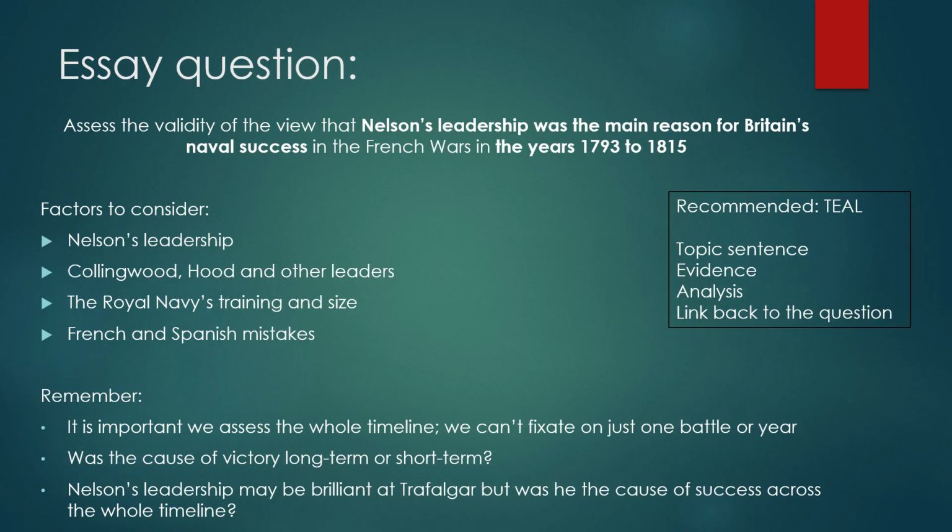And the fourth factor we can look at are French and Spanish mistakes. I will note straight away the view in this question is Britain's naval success in the French wars. One slight way this question could change could be against the French in the years 1793 to 1815. If it had said against the French, you may not necessarily consider Spanish or other nations' errors, like the Dutch, for example, at Copenhagen. So you've got to be really aware of the question.